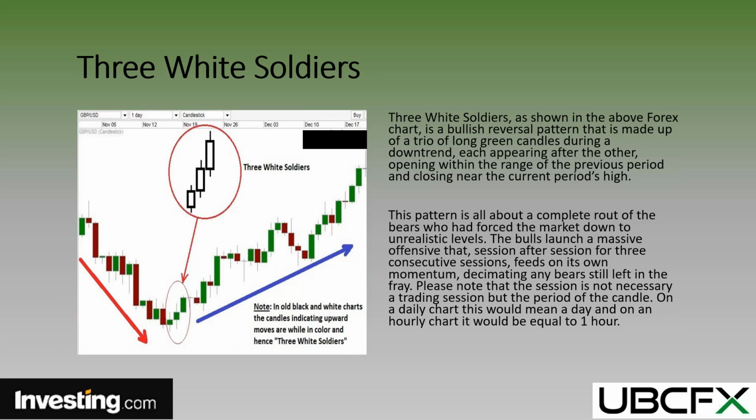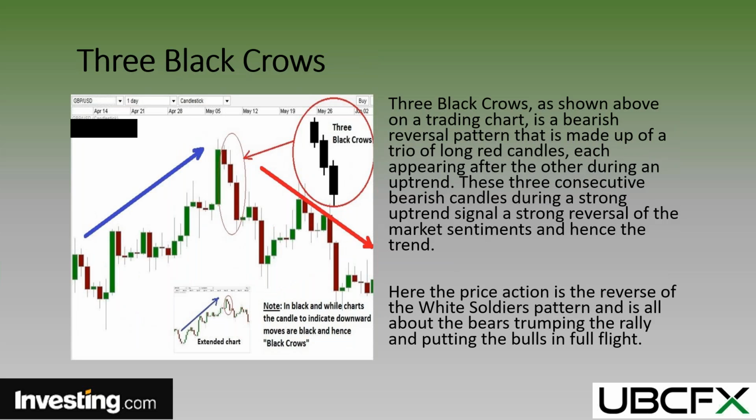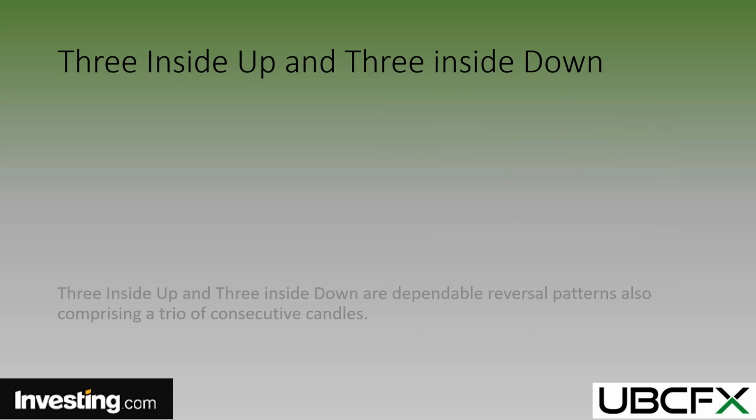Three white soldiers is a bullish reversal pattern. It's made up of a trio of long green candles during a downtrend, each appearing after the other, opening within the range of the previous period and closing near the current period's high. Three black crows is the opposite. It appears at the end of an uptrend and is a reversal from that uptrend.